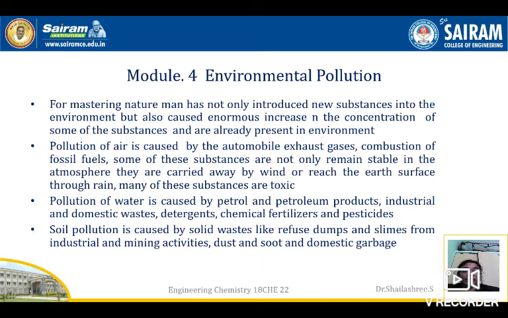We humans, to be very comfortable, are not only mastering nature, but we are introducing new substances into the environment, and also causing an enormous increase in the concentration of some substances which are already present in the environment. Air pollution is caused by automobile exhaust gases and combustion of fossil fuels. Some of these substances not only remain stable in the atmosphere, they are carried away by wind, or reach the earth's surface through rain, and many of these substances are highly toxic.